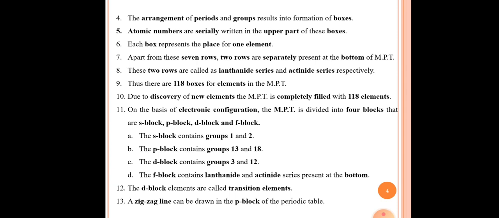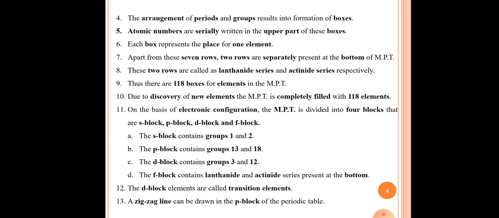Our fourth point is, the arrangement of periods and groups results in the formation of boxes. Actually, see, the periods are nothing but horizontal rows and groups are nothing but vertical columns. So the arrangement of periods and groups forms boxes.